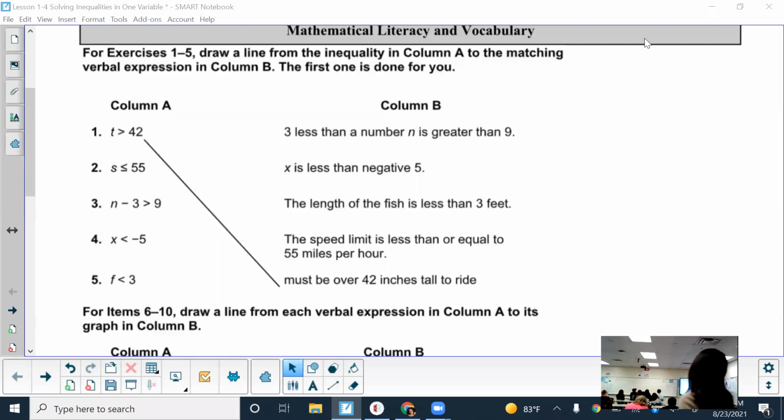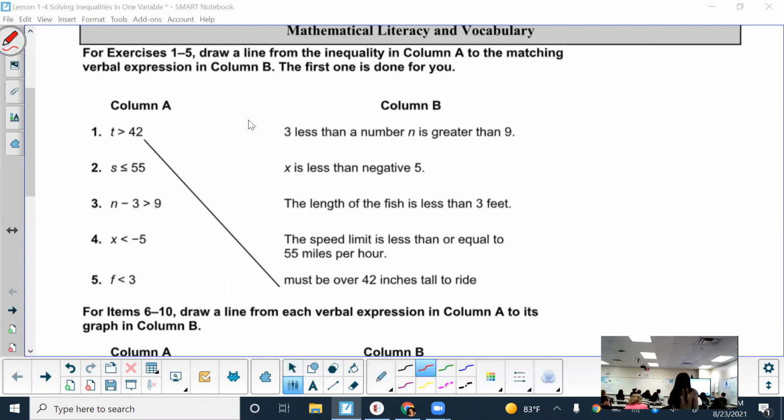All right, so for matching these, it's really just getting you in the habit of those key phrases and making sure you're not confusing them with other key phrases. So I think it's easiest to start with column B and match it with the ones from column A. So 3 less than a number n is greater than 9. Which of these matches that phrase?